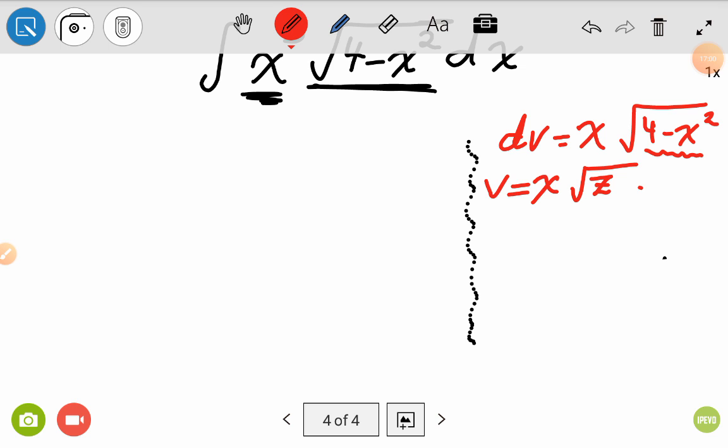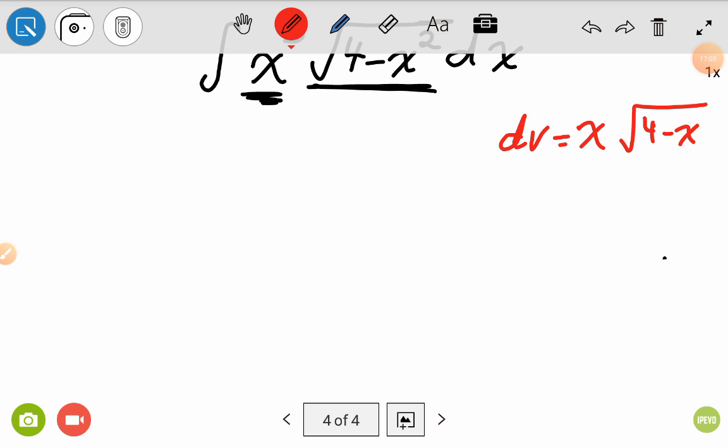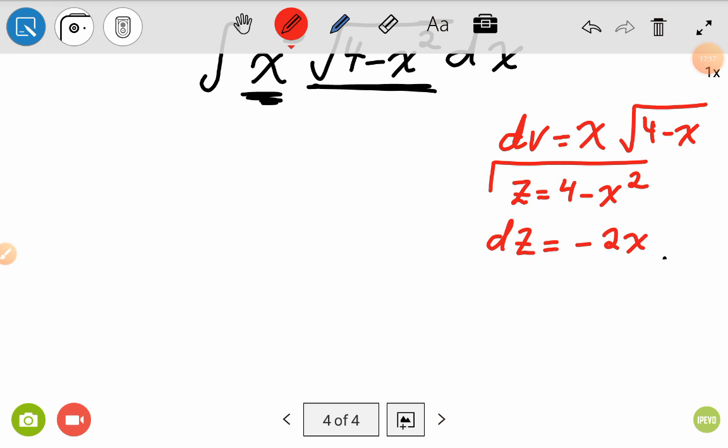Times dx. We cannot do it quickly here, so let's do one step by step. First of all, to integrate this, I should let z equal 4 minus x squared, right? Then dz is equal to negative 2x dx, as we have in the substitution way. Then dx is equal to dz over negative 2x, right? Very good.